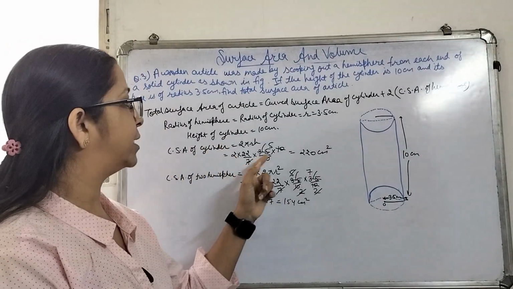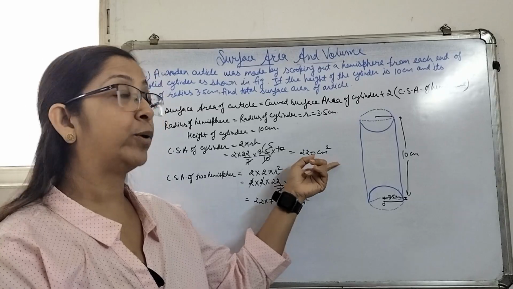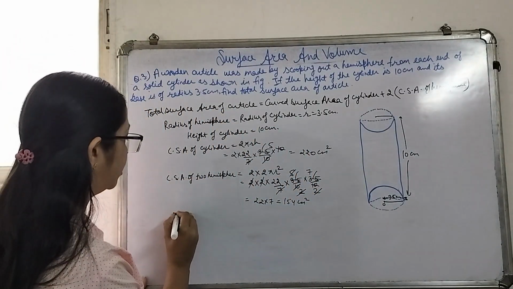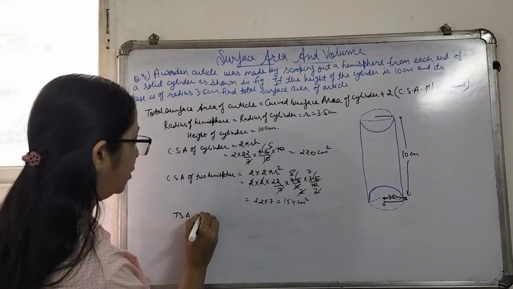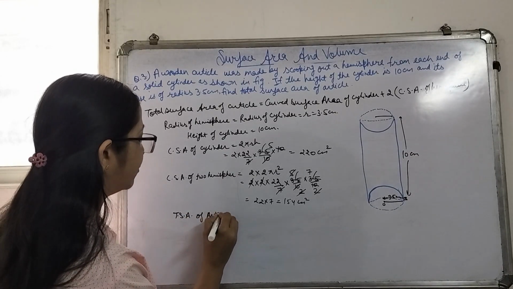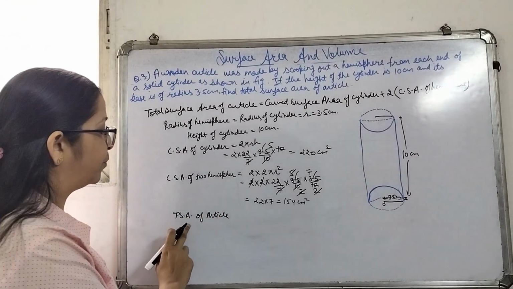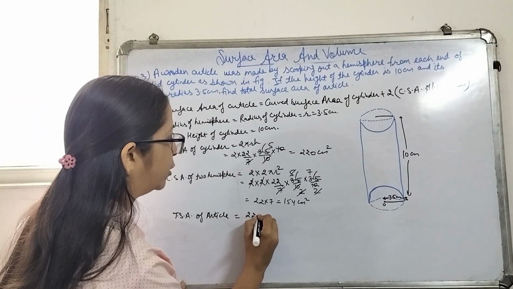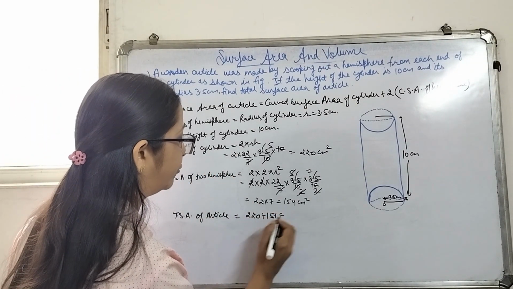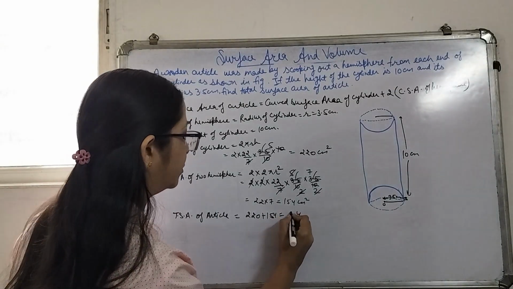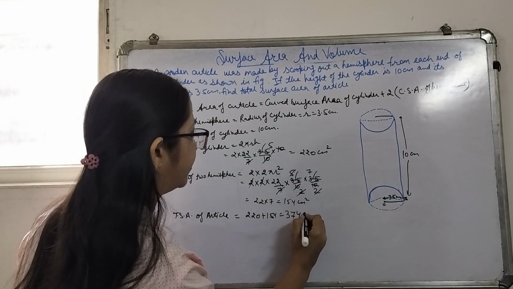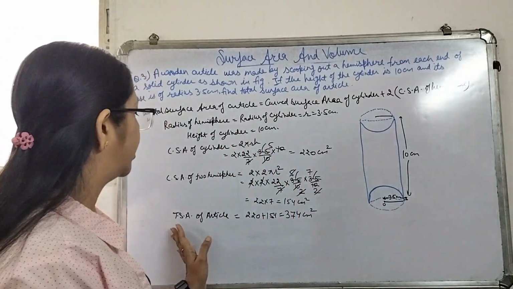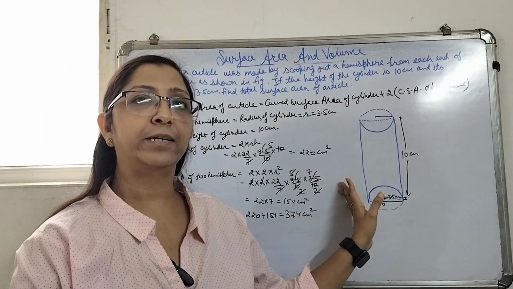The curved surface area of the cylinder is 220 centimeter square. For finding the total surface area of the article, the TSA of the article is the sum of these two, that is 220 plus 154, which is 374 centimeter square. So this is what is required, the total surface area of the wooden article.